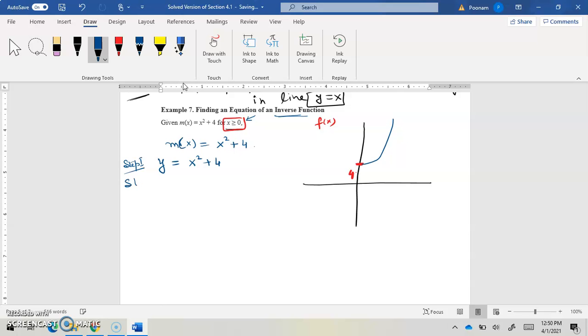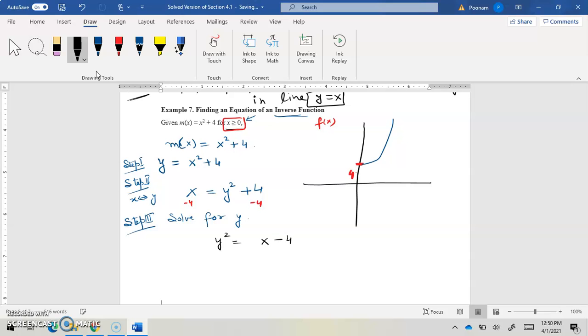Step 2. Interchange x and y. That means in place of y, write x is equal to y square plus 4. Step 3. Solve for y. So isolate y. I'll have to subtract 4 on both sides. I would get y square is equal to x minus 4.